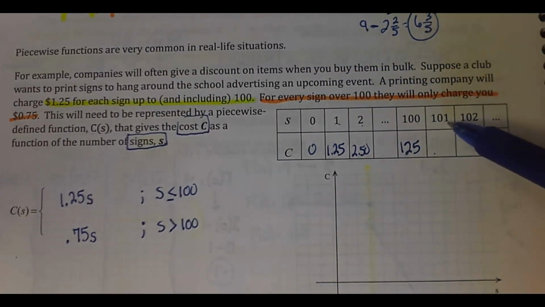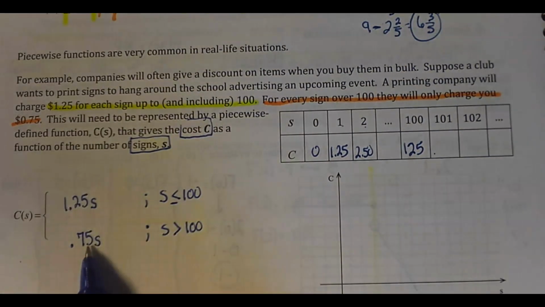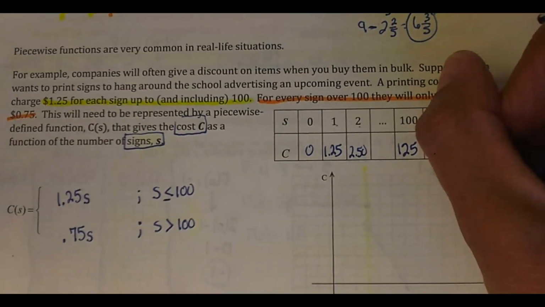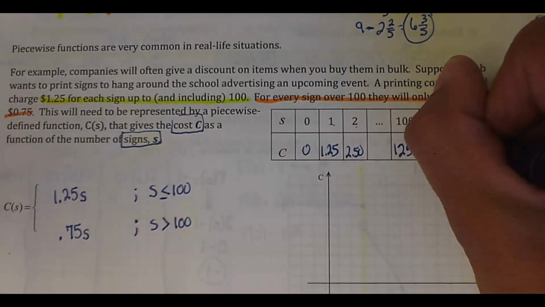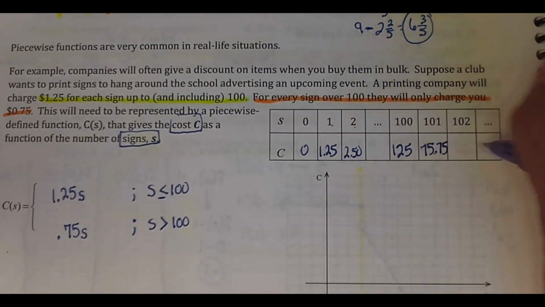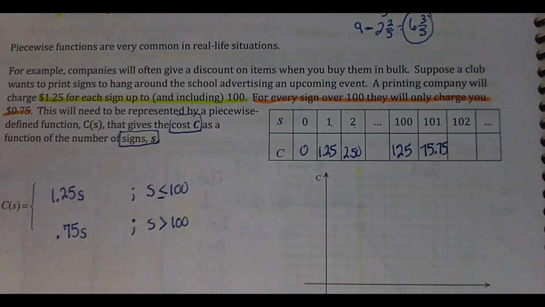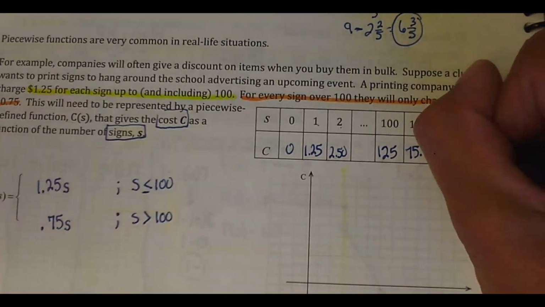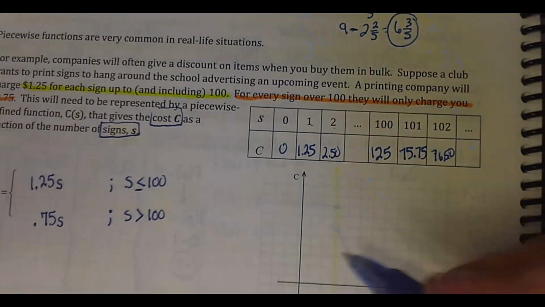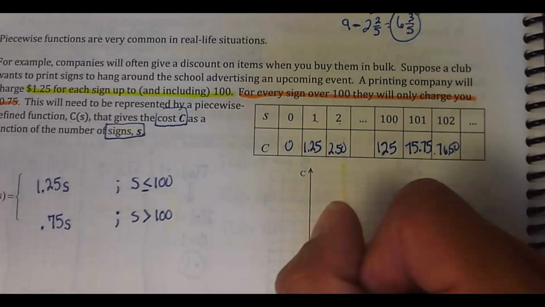But after that, 101, now I've reached this, and I would take 101 times my 75 cents, which, yeah, let's grab our calculator for that. So 101 times 0.75, I would only pay, at this point, quite the discount, $75.75. And then 102, I would just do that math again. Take 75 cents times 102, and you'll get $76.50.